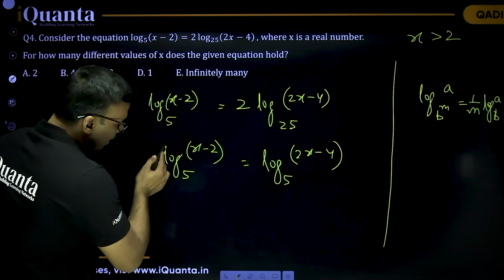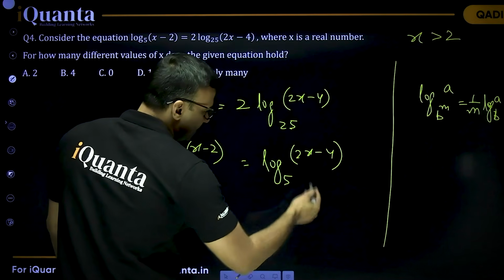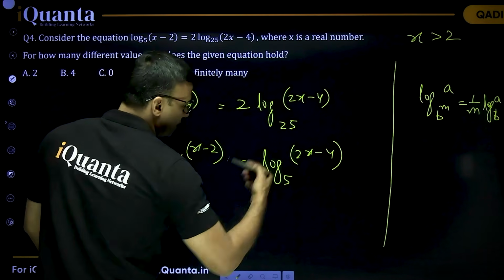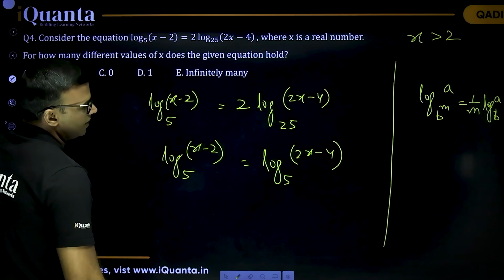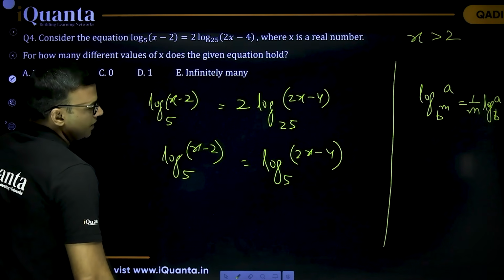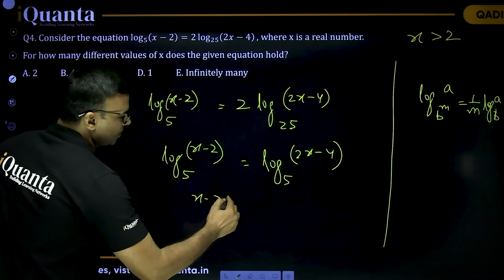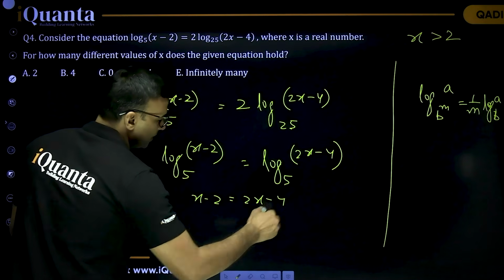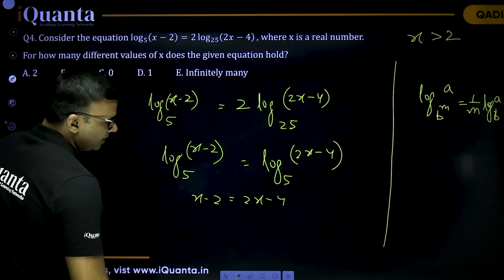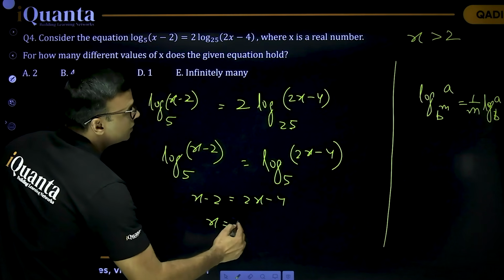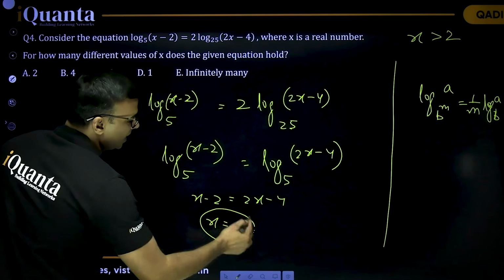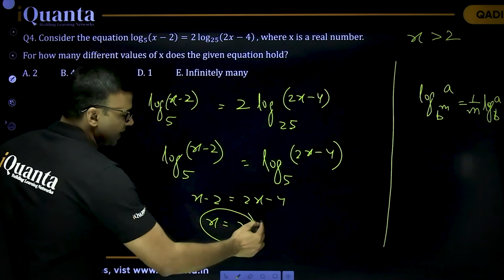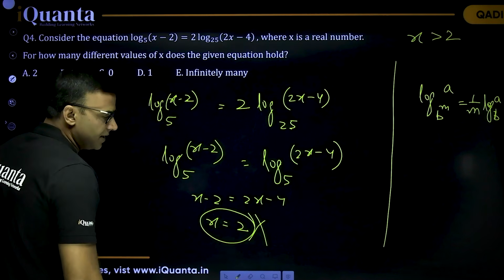Now you see log of base 5, this is x minus 2, this is 2x minus 4. Right, what does this tell us? This tells us simply x minus 2 is equal to 2x minus 4. Okay, and this gives us x equal to 2, whereas x should be greater than 2. So this is invalid, as simple and plain as that.